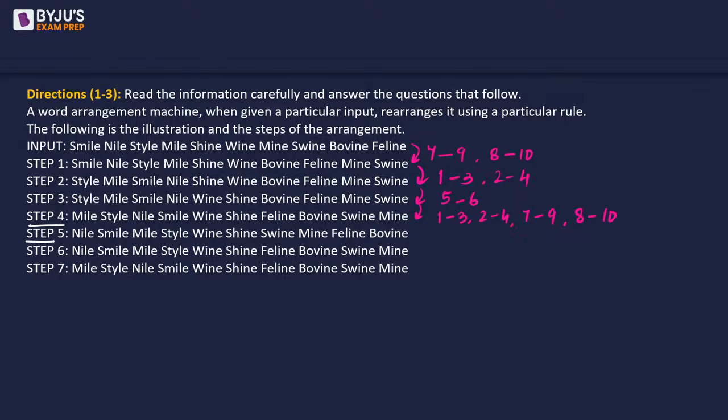Now step 4 to step 5, what is happening? We will find that mile has moved to third, Nile has moved to first. So first and third interchanged, second and fourth interchanged, fifth and sixth left undisturbed, 7th and 9th interchanged, 8th and 10th interchanged, right?